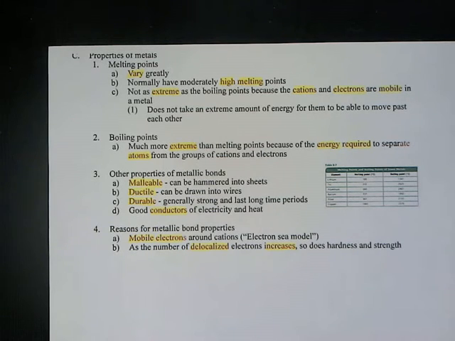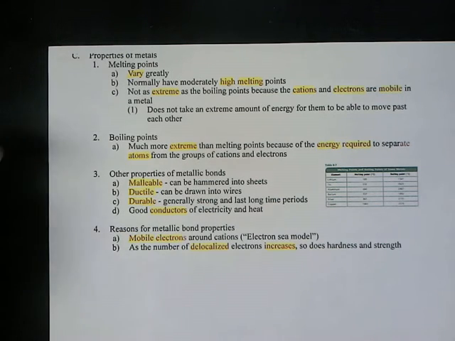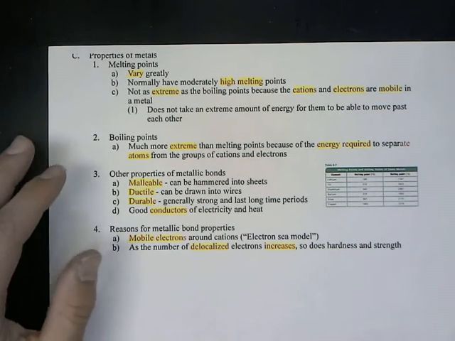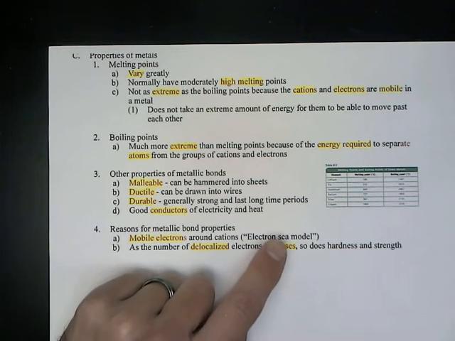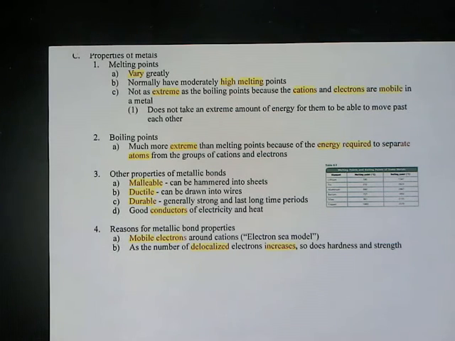all right? Now, again, all these properties that a metal or metallic bond has is because of those electron sea, or those electrons that are free to roam around between one atom and another atom. And we call those electrons delocalized electrons.